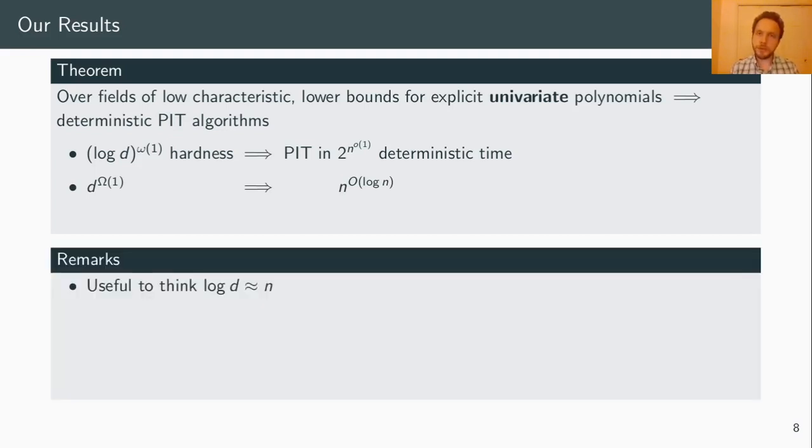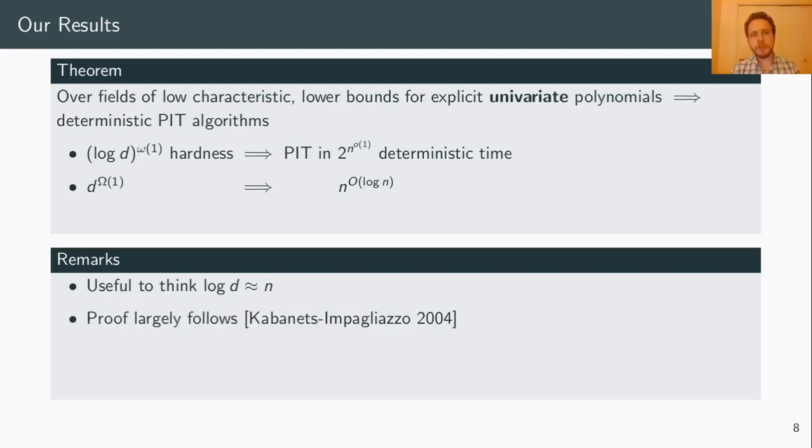Now, how should you compare this to the previous work? Well, you should think of log d and n as being roughly equivalent here. And under this equivalence, you'll see that we're obtaining the same conversion of hardness into pseudorandomness. But there is this deficiency in that we require lower bounds against univariate families of polynomials as opposed to multivariate families, which is perhaps a more natural or more well-studied hardness assumption.